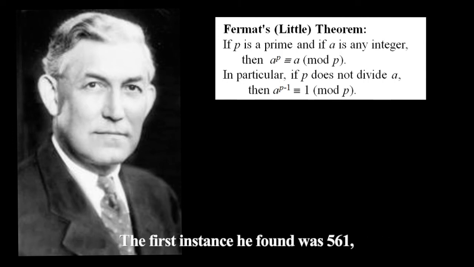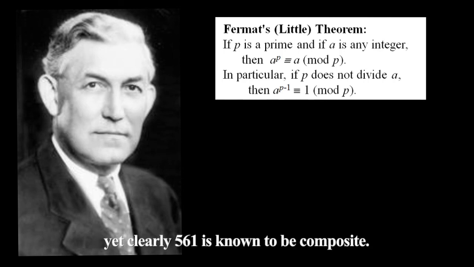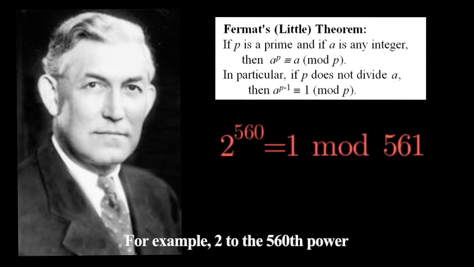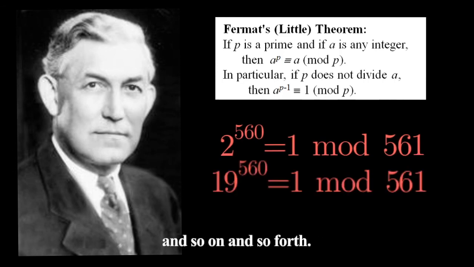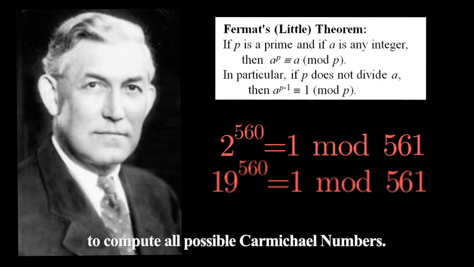The first instance he found was 561, which is 3 times 11 times 17. Since 561 is a Carmichael number, all numbers coprime to it raised to the 560th power modulo 561 will equal 1, yet clearly 561 is known to be composite. For example, 2 to the 560th power is congruent to 1 mod 561, 19 to the 560th power is congruent to 1, and so on and so forth. He later went on to develop an algorithm to compute all possible Carmichael numbers.